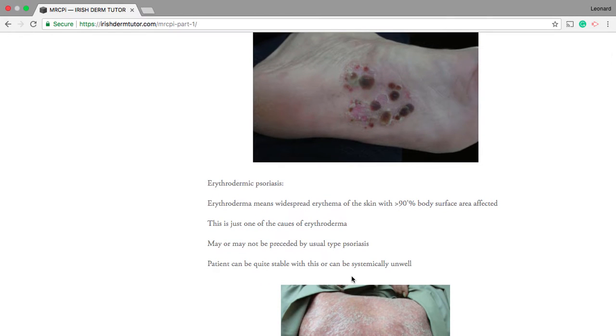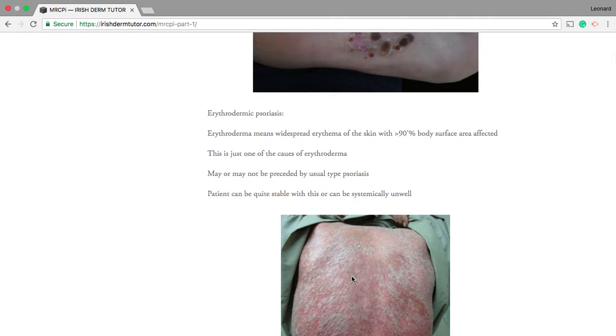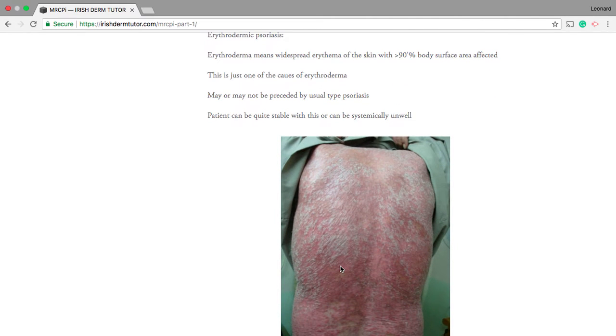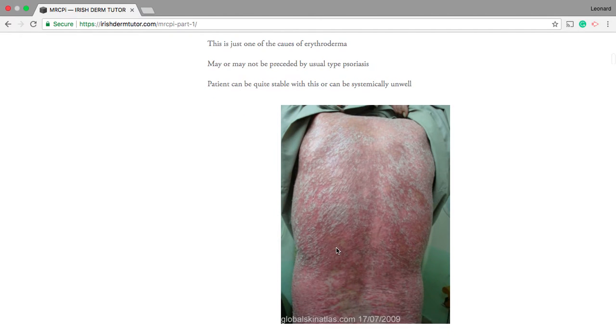Erythrodermic psoriasis can also occur sometimes, and erythroderma means widespread erythema of the skin with about greater than 90% of the body surface area affected, and this is just one of the causes of erythroderma. Other causes include eczema, drug eruptions, and many other causes. This type of erythrodermic psoriasis may or may not be preceded by the usual type of psoriasis, so they may have no history of psoriasis at all. The patients that we see can either be stable and have had it for months or years, or sometimes they can be very systemically unwell.